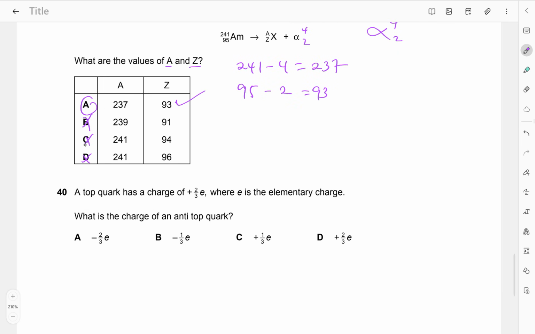And lastly, a top quark has a charge of positive 2 over 3e, where e is the elementary charge. What is the charge of an anti-top quark? Of course, if the top is positive, the anti-top is negative of the same magnitude. So the answer here is A.